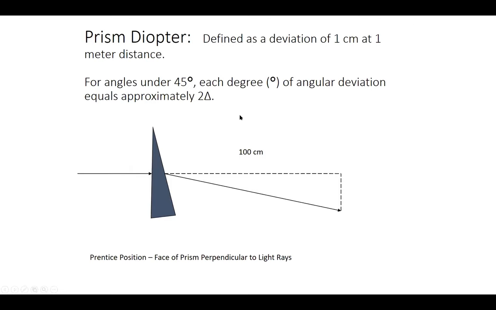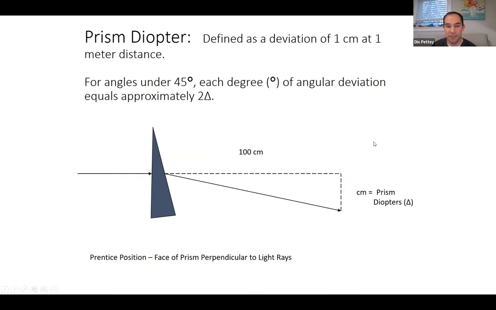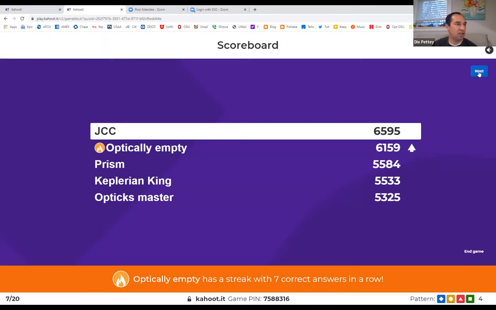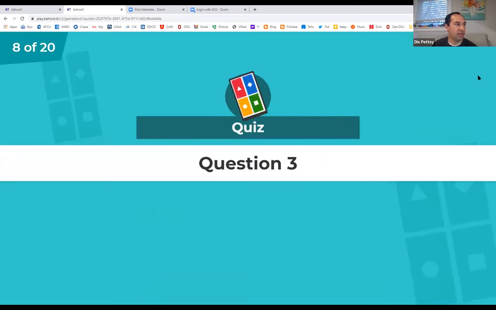Okay, and another thing to keep in mind with prisms, may be applicable later. For angles under 45 degrees, each degree equals approximately 2 prism diopters. But the big one I think they're going to be testing on is that a prism diopter is defined as deviation of 1 centimeter at 1 meter distance. Okay, on to the next.